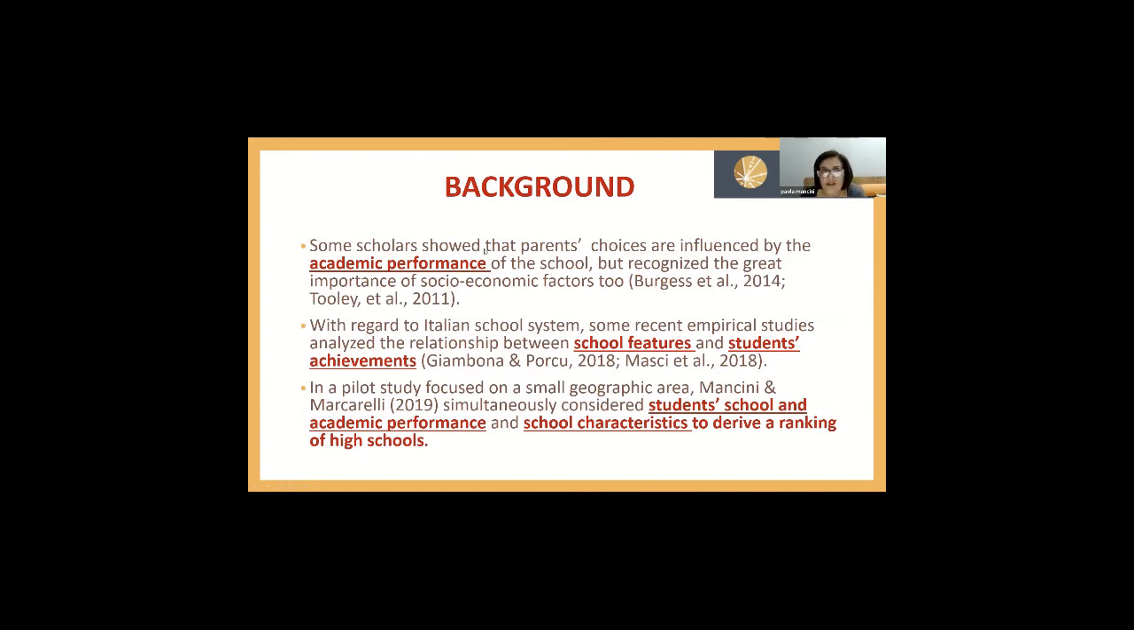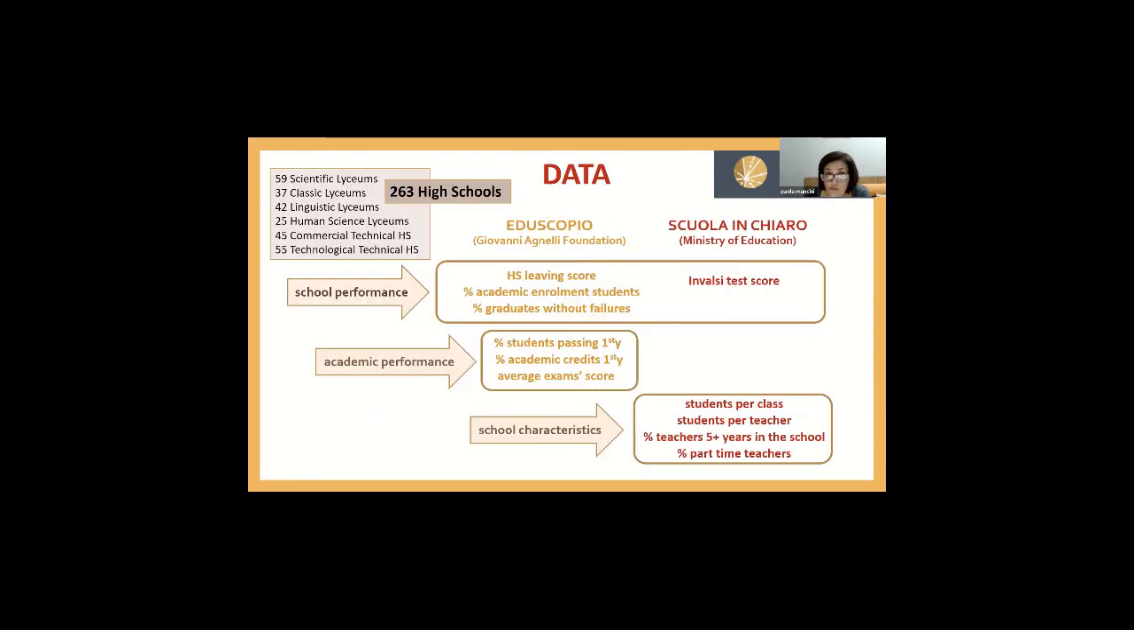Our research at this step of the analysis aims at extending the above studies nationwide and providing the ranking of different types of school, remarking the geographical differences too. The data on 263 high schools refers to the 2017-2018 school year and come from Eduscopio and Scuola in Chiaro portals, which provide for each school indicators on school performance, academic performance, and school characteristics, as in the table.